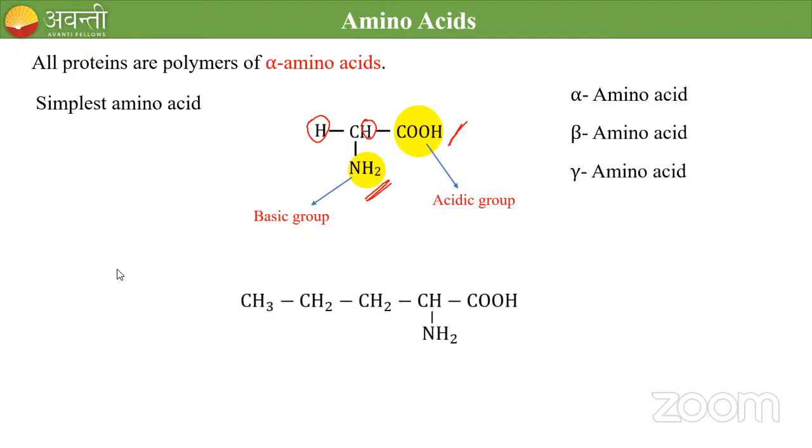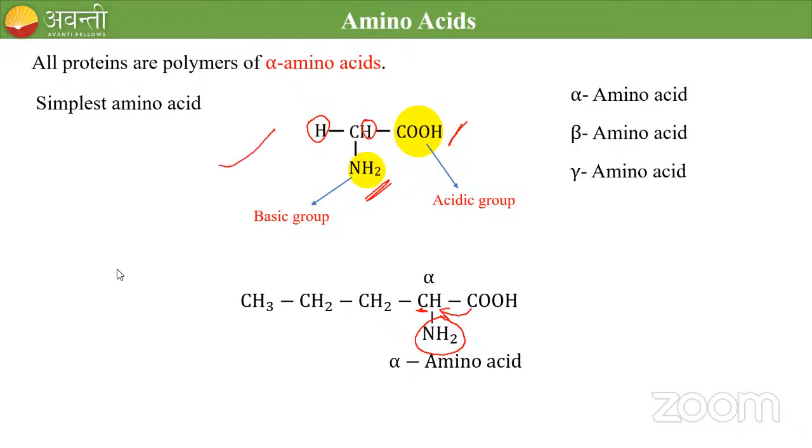For example, if I take an amino acid like this, it is an alpha amino acid. Why is it called alpha amino? Because the amine group is attached to the alpha carbon. What is an alpha carbon? The carbon which is adjacent to the COOH group is called the alpha carbon. That's why it is called an alpha amino acid.